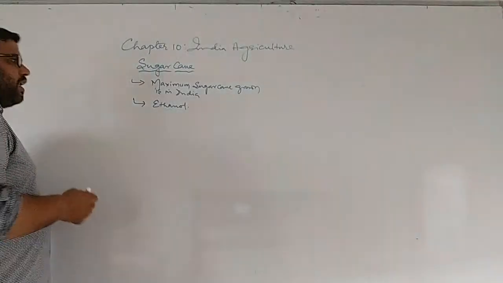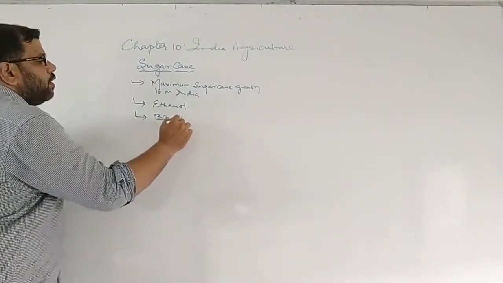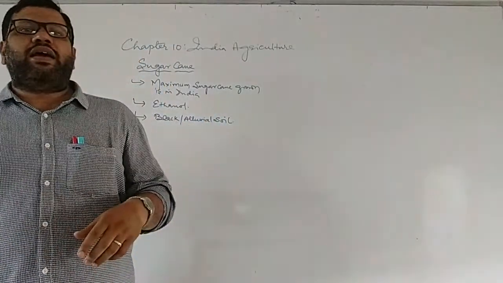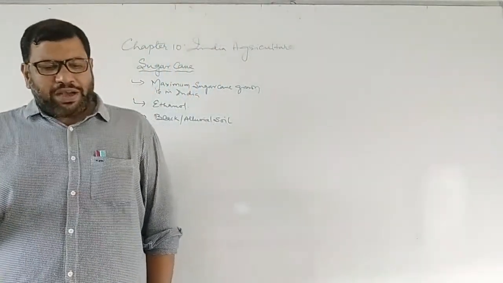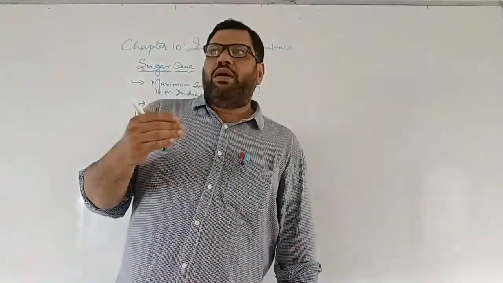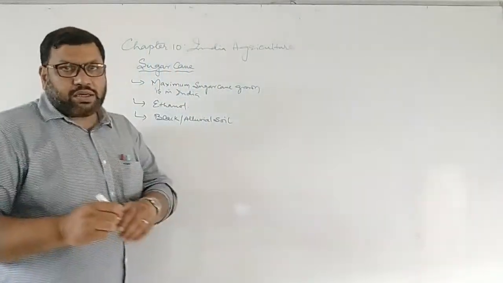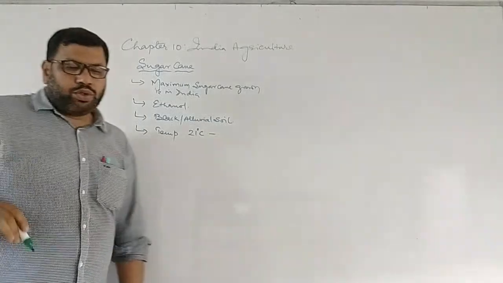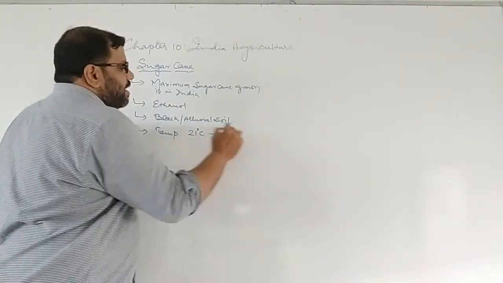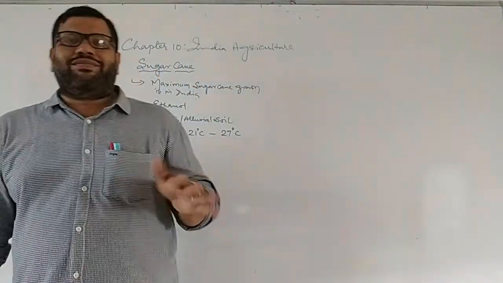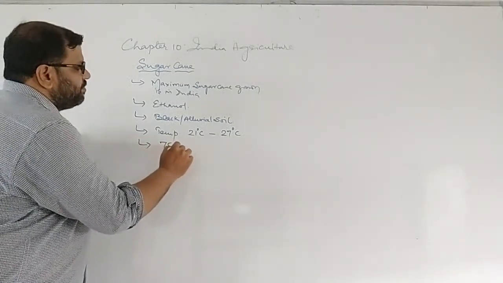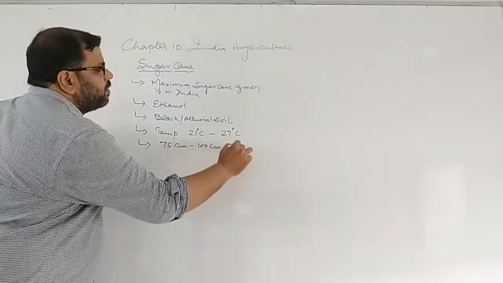For the production of sugarcane, the soil requirement is black or alluvial soil. In both cases, what we come across is a higher nutrient concentration, so wherever the nutrient content is a little more, we can easily grow sugarcane. The temperature requirement is about 21 degrees centigrade to 27 or 28 degrees centigrade. This means it doesn't require too hot or too cold a condition, it is intermediate. As far as rainfall is concerned, medium rainfall of 75 to 100 centimeters is required.